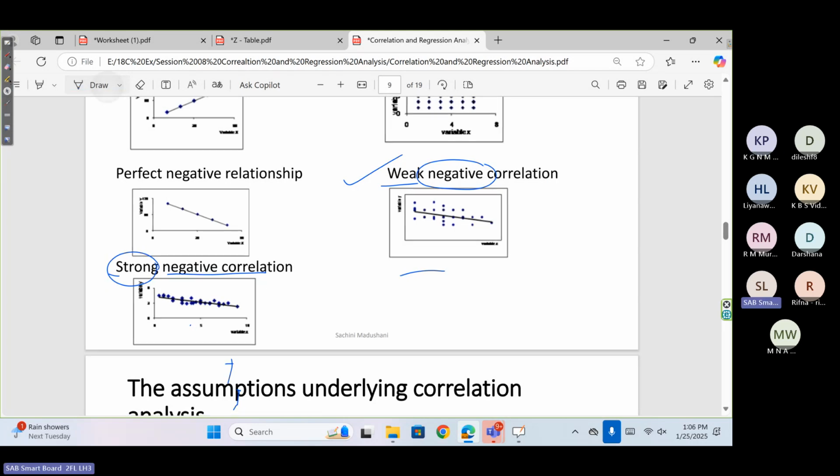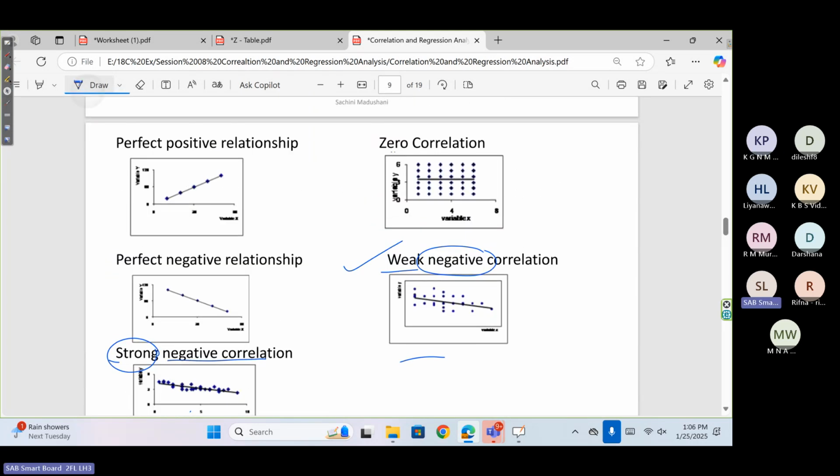Then the other one we can identify. Looking at this one, what happens? We cannot identify the increasing rate or decreasing rate in here. It means what? There is no linear relationship, or we can say zero correlation. Correlation is zero. Okay, then we can identify perfect, strong, weak, or no correlation. These are the main 4 linear relationships between the two variables.